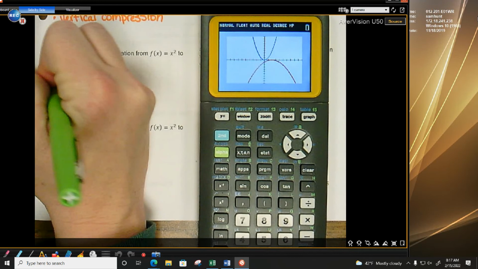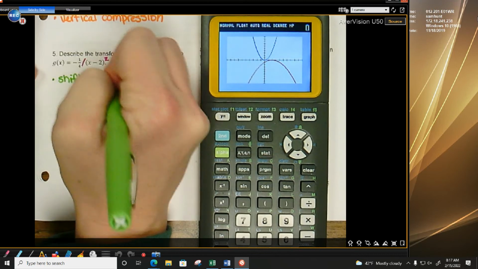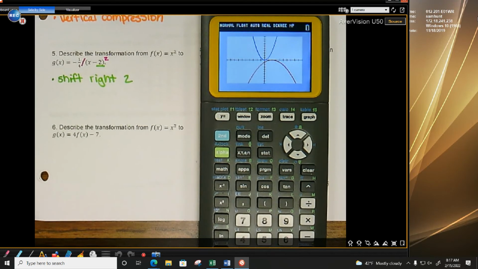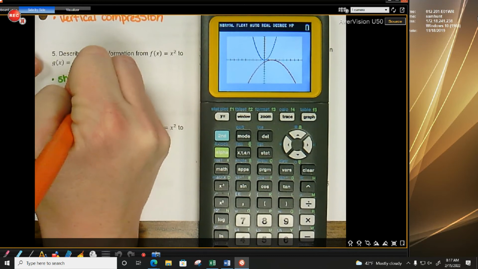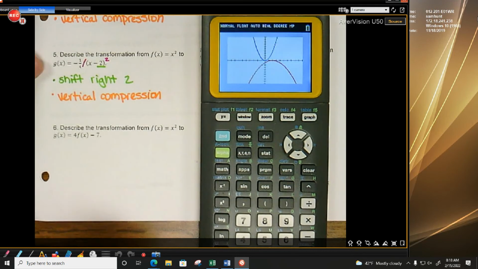Because look, the h is 2. And what does h do? Shifts it right and left. Okay? What's another change? The width. Did I get vertically stretched, tall and skinny, or vertically compressed, short and fat? Vertically compressed. And that's because of the 1/4. Your A is small. When A is small, the graph gets wide. Okay? What else is the difference?